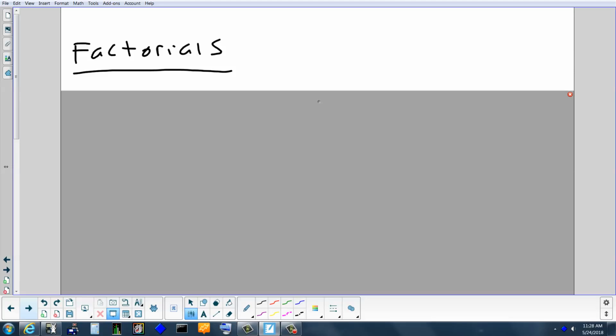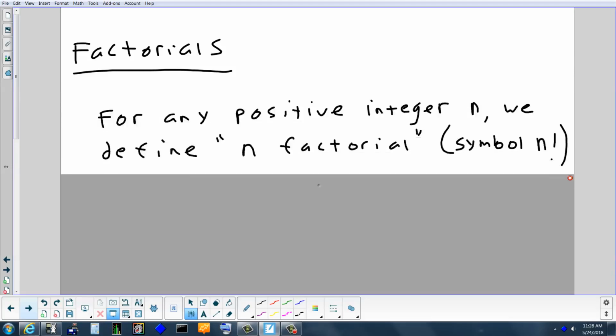Yeah, I've probably done them in algebra 2 a little bit. So first of all, factorials are only defined for integers. Although you can write a decimal factorial, we're not going to talk about that in this class. So we're going to stick with integers. So the symbol for a factorial is just an exclamation point.